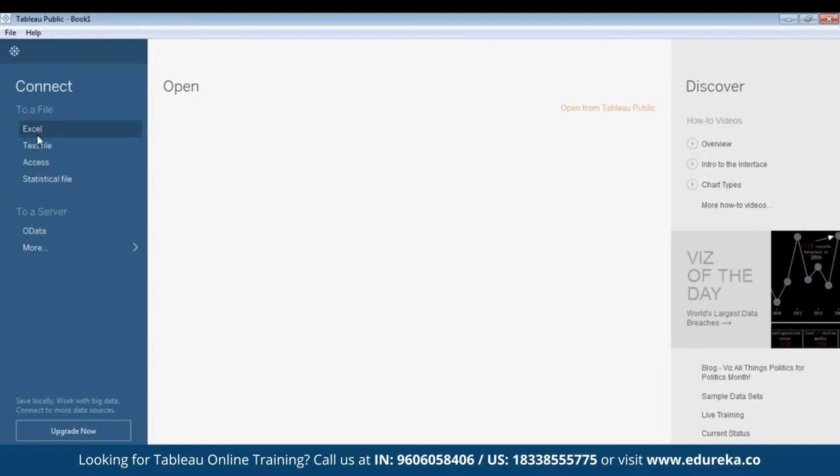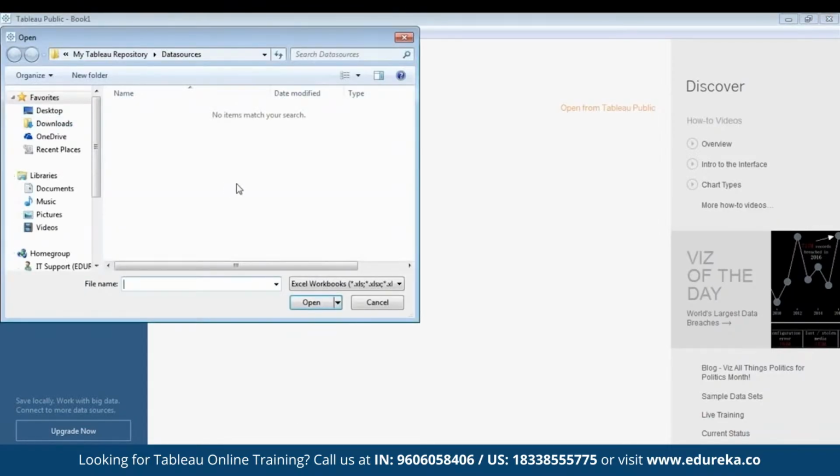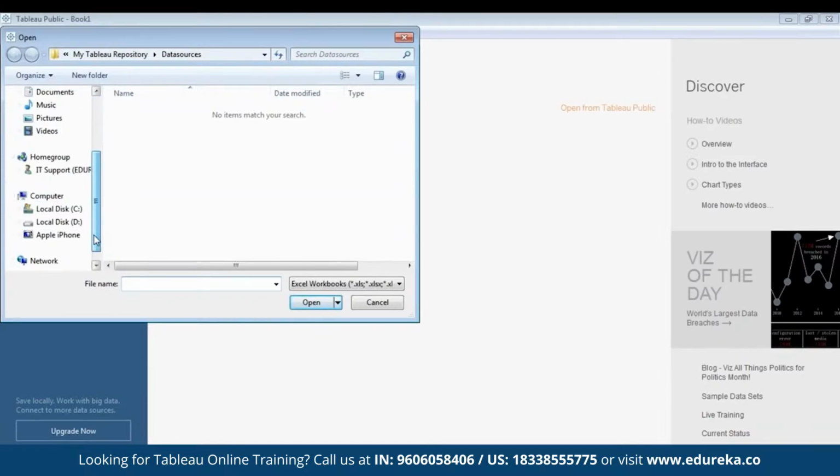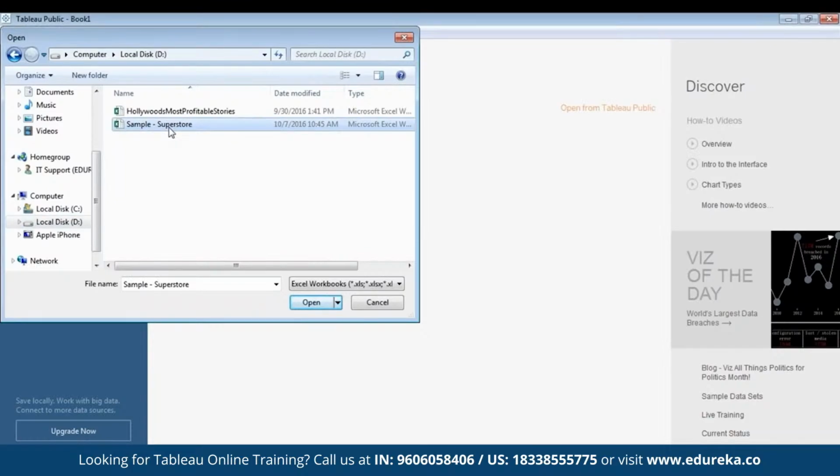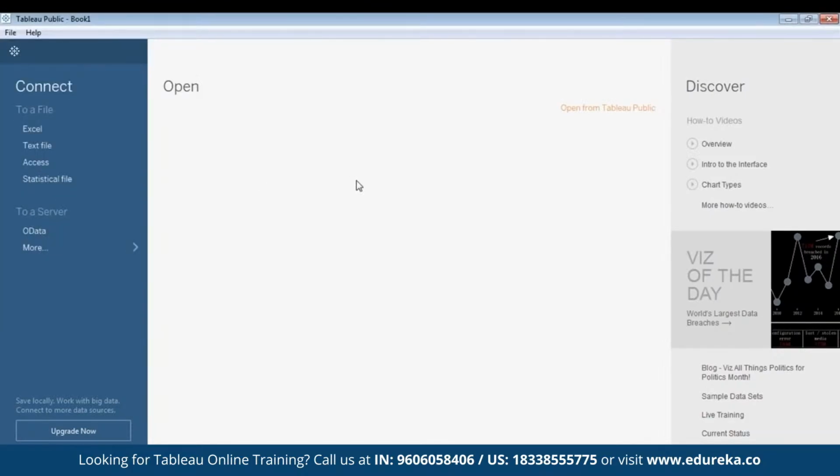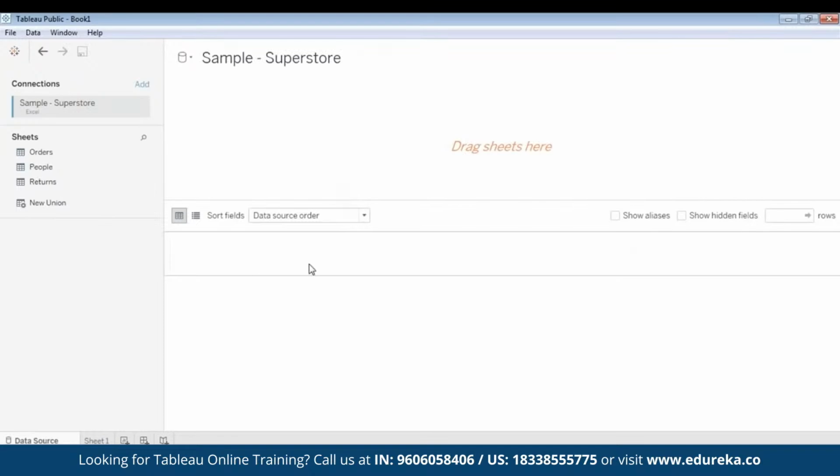So I am having an Excel file over here. Let me just click on this Excel. And my data set is there on my local system, okay, in D drive, sample superstore. I will select this data set. Just give it a couple of seconds and it will load this data inside your Tableau.